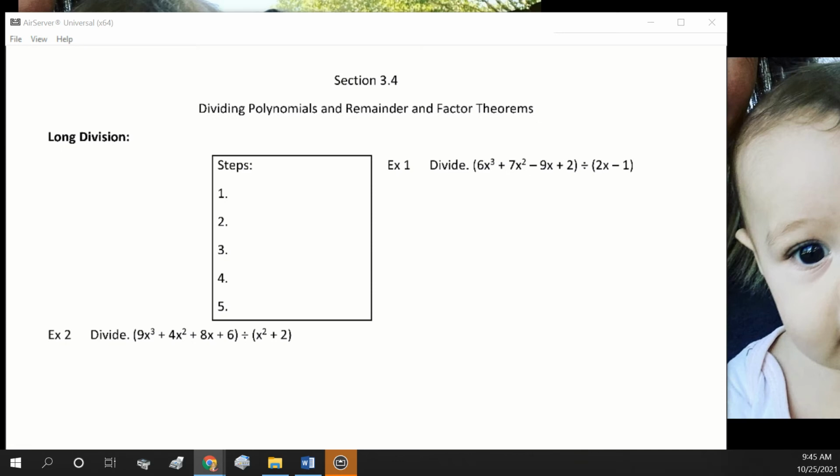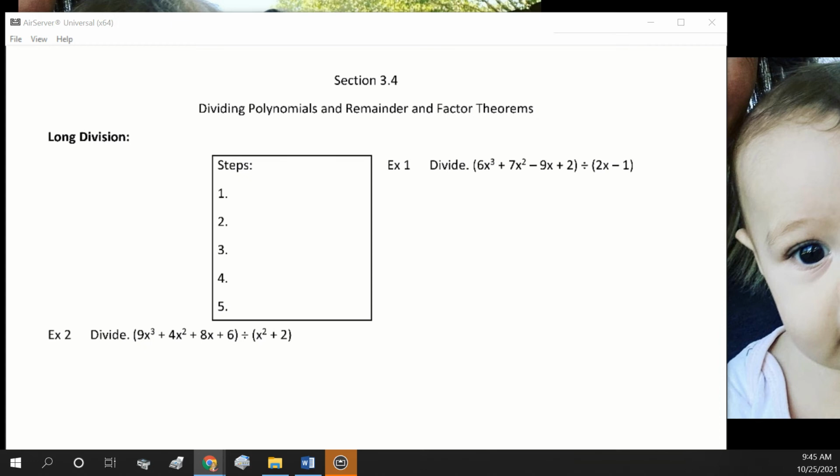Okay, so this whole section is on dividing polynomials and the remainder and factor theorem. Today, we're just going to do the dividing part. Tomorrow, we'll do the theorems. All right, so the first two, we're going to divide by long division.